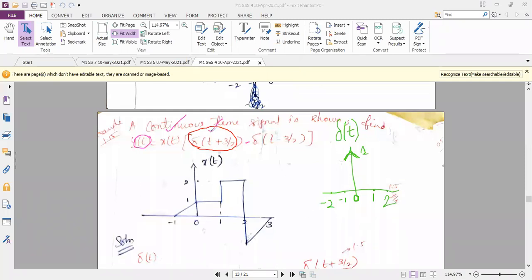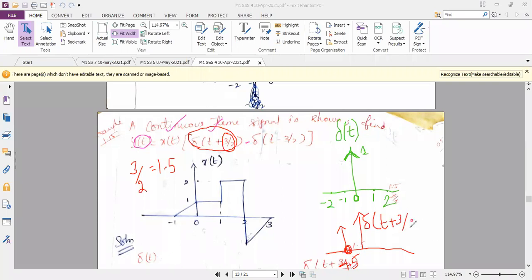Okay. So I have to shift by 3 by 2. So 3 by 2, when you do the division, will be equal to 1.5. I am right? 1.5. So 1.5 is delta of t plus 3 by 2. So let me draw delta of t plus 3 by 2. If it is plus 3 by 2, I have to shift it towards the left hand side. So let me mark in the time, it is minus 1.5. At minus 1.5, my amplitude is now 1. So this is the diagram for delta of t plus 3 by 2.